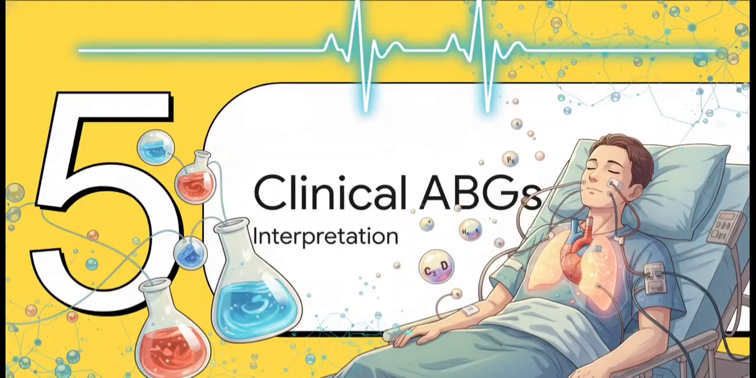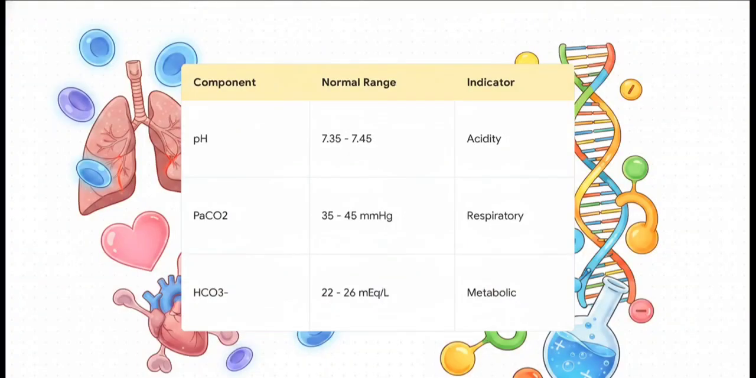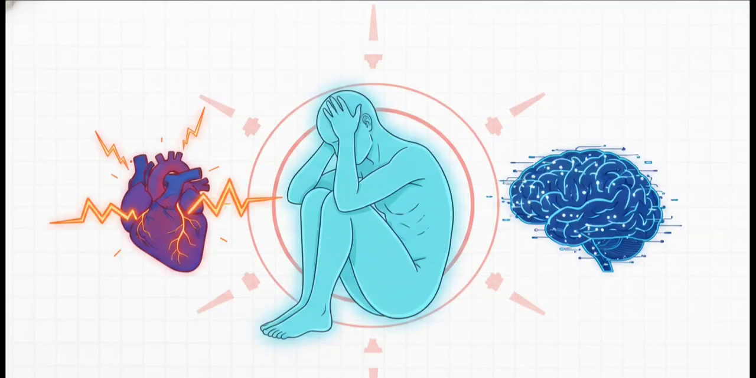Let's bring all this chemistry to the bedside. Section 5, Clinical ABG Interpretation. You need to lock these reference ranges into your memory right now, because these 3 variables are your absolute baseline for diagnosing your patient's survival status. Normal pH is incredibly tight, sitting right between 7.35 and 7.45. Your PaCO2, which is your respiratory indicator, normally sits between 35 and 45 millimeters of mercury. And your bicarb, the metabolic indicator, lives between 22 and 26 milliequivalents per liter. Whenever you grab a fresh printout from the blood gas analyzer, these are the anchors you will use to ground your clinical judgment.